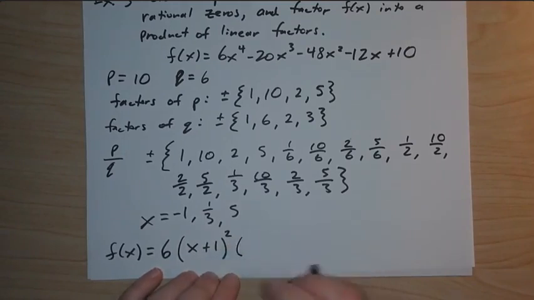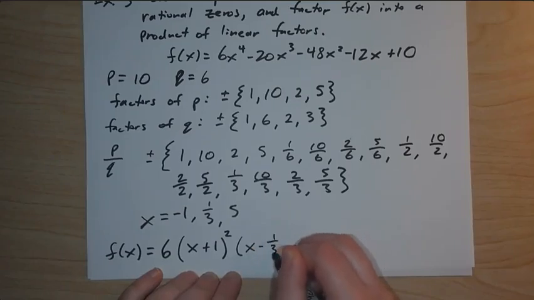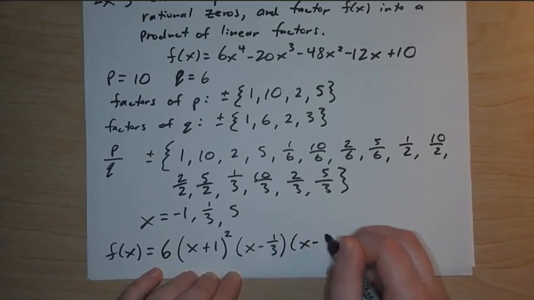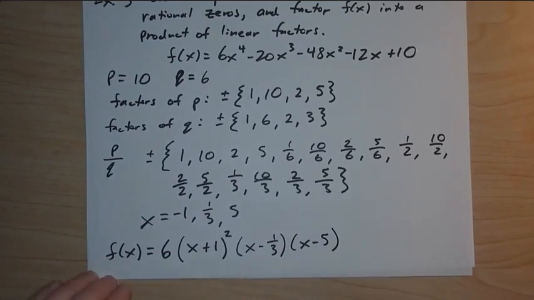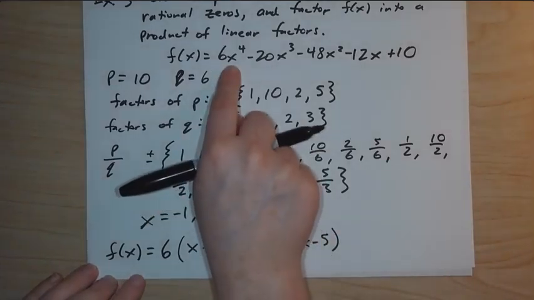So now that we know that, we can rewrite the rest of our zeros. This is going to be x minus 1/3 and x minus 5. And if you actually count the zeros, we have two zeros right here, 1, 2, 3, 4. That first term will come out perfectly.